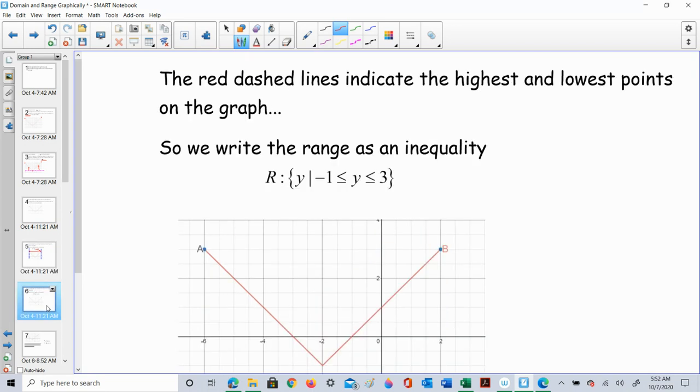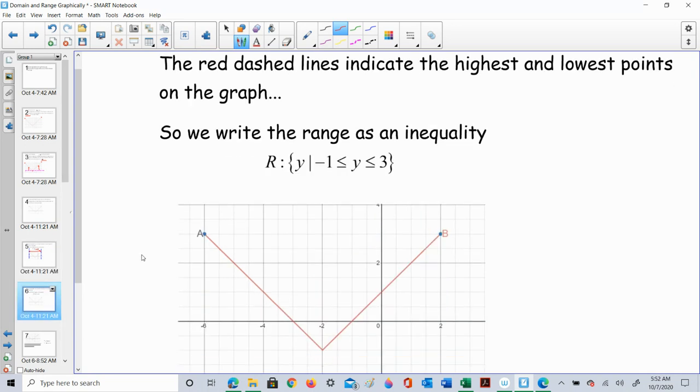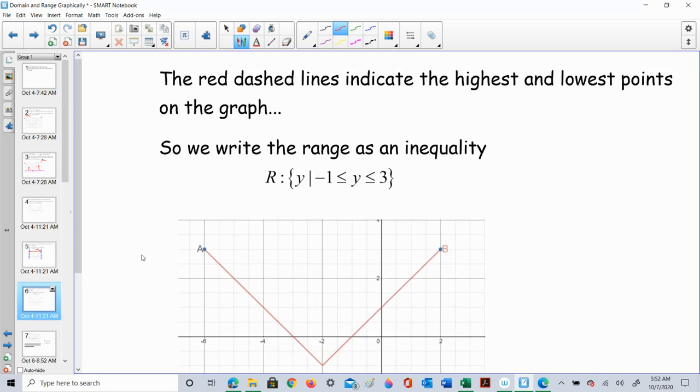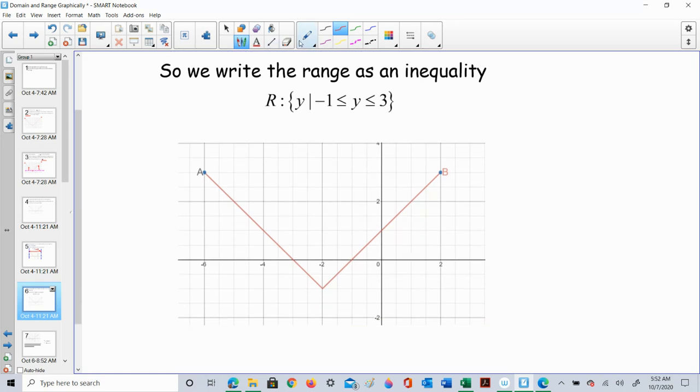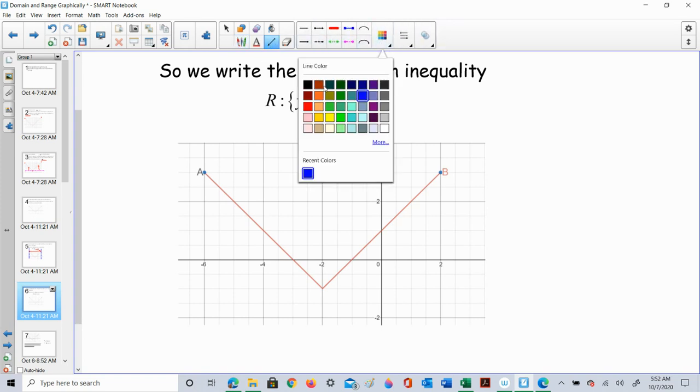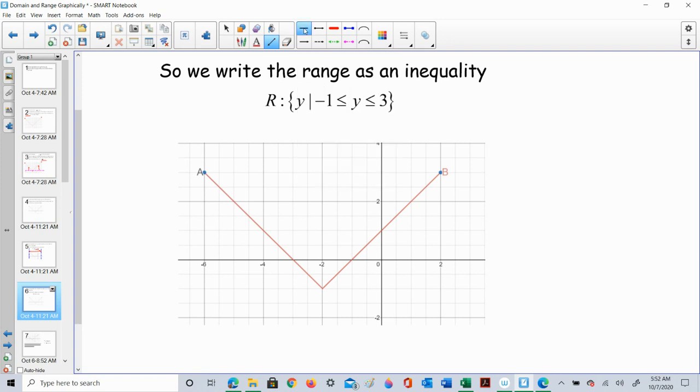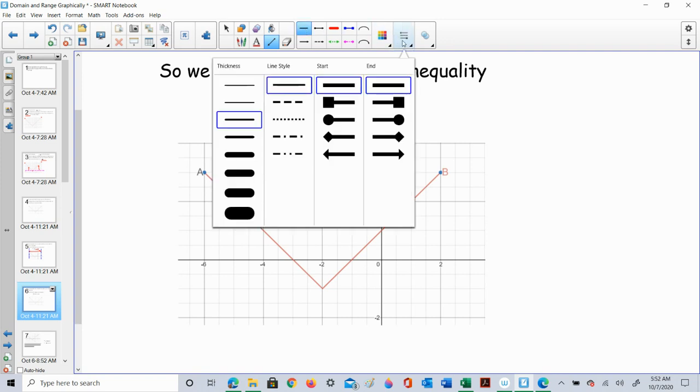And what about the range? Well, the range, we want the lowest and the highest. So again, the easiest way to see this is with dashed lines. Is it still dashed? I hope so. No, it's not. Of course not.